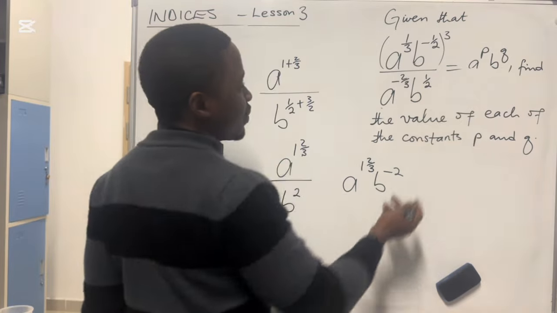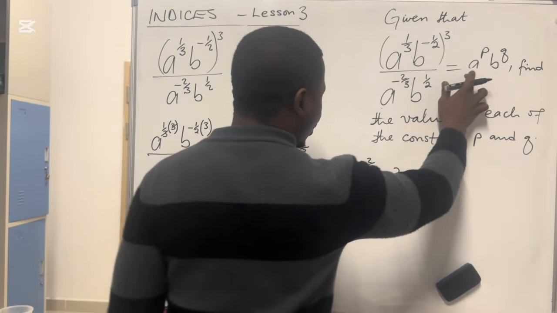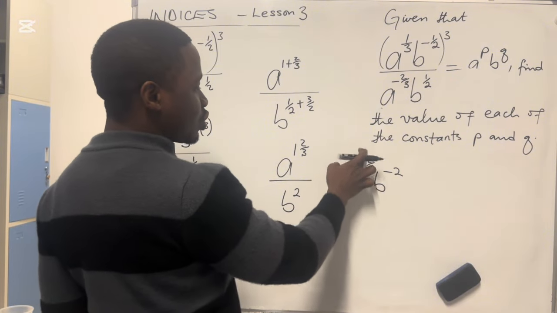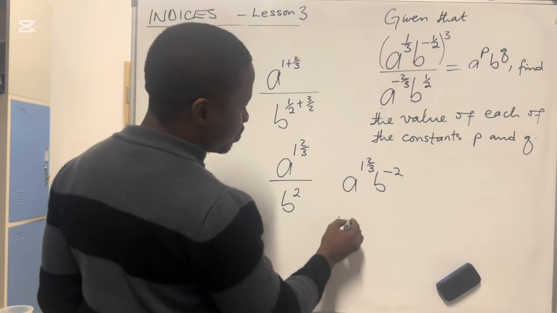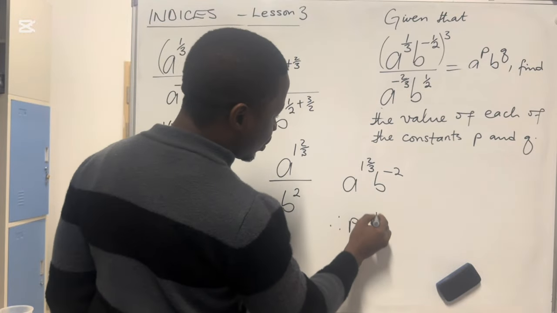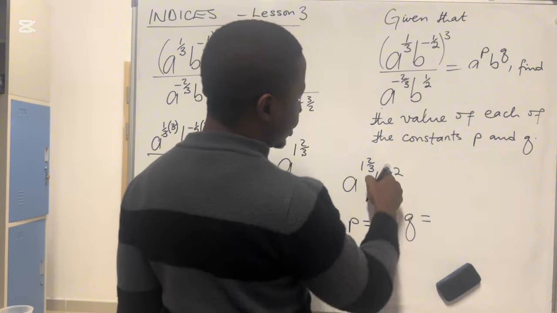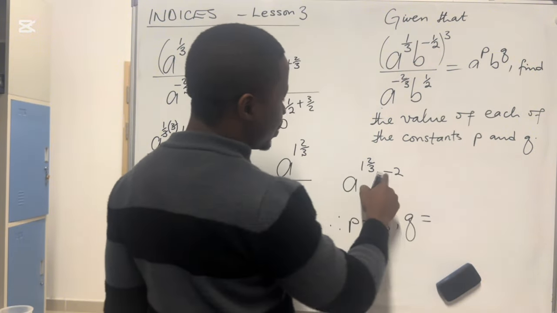So if we are to find the value of P and the value of Q, P is the power of A. So what is the power of A? 1 whole number 2 over 3. So P is the power of A, and the power of A is this, 1 whole number 2 over 3. Q is the power of B. The power of B is minus 2.